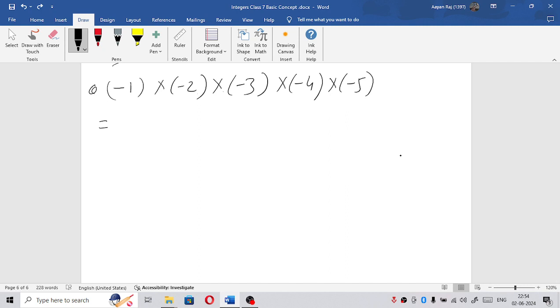Let's now see that with an example. Here all are negative integers, and the number of negative integers is odd: 1, 2, 3, 4, 5. So we can simply put the sign negative, and then we can multiply the numbers. 1 into 2, 2, 2 3s are 6, 6 4s are 24, and 24 5s are 120. So your answer would be minus 120 for this question.